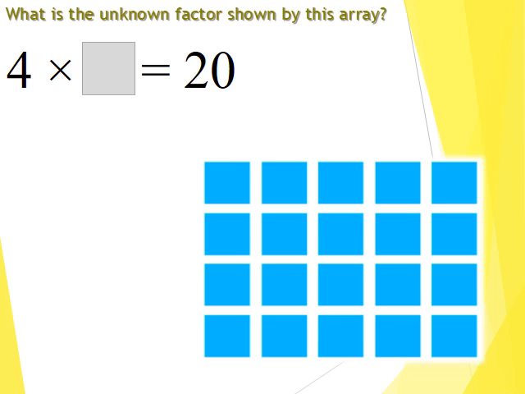What is the unknown factor shown by this array? This equation represents this array. This box is used to represent the unknown factor in the equation. We do know the other factor is 4. Are the rows or the columns represented by the 4? Count the columns, count the rows. That's right, the rows are represented by the 4.